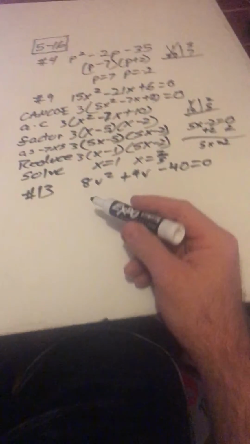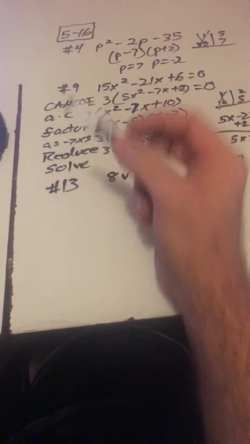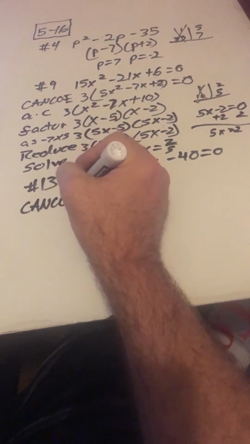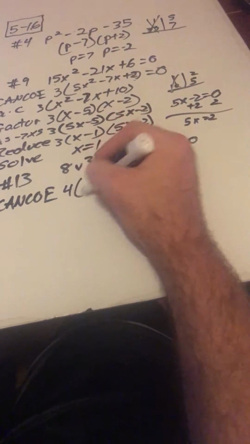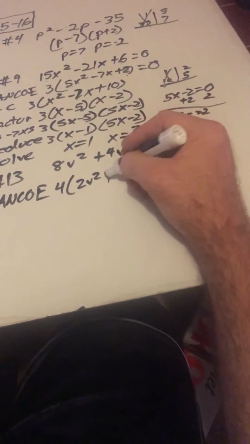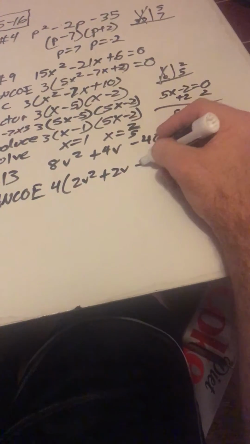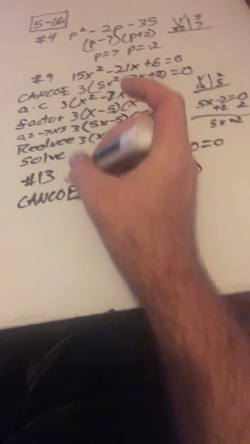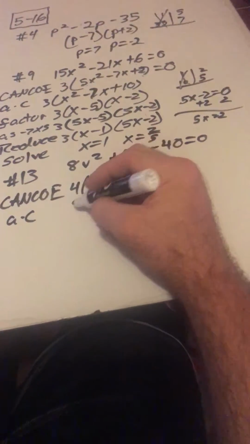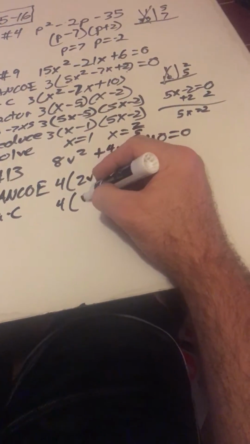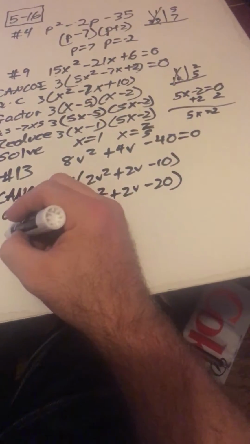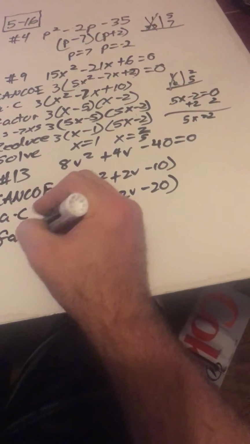Same deal for down here on 13. Same steps: 1, 2, 3, 4, 5, 6 steps. We're going to do the same ones. A 4 comes out of everything. So 2v squared plus 2v minus 10. Now, a times c. Same steps each and every time. So I have v squared plus 2v minus 20. Then I factor.